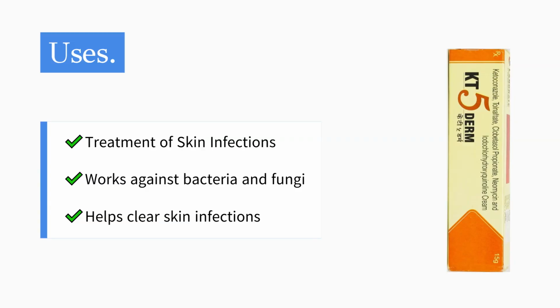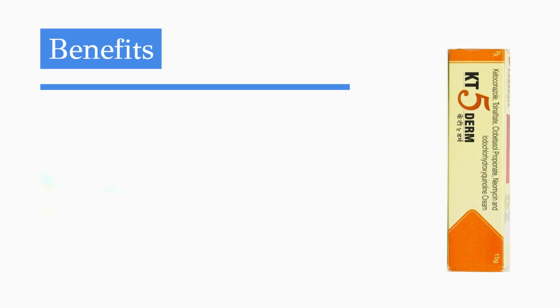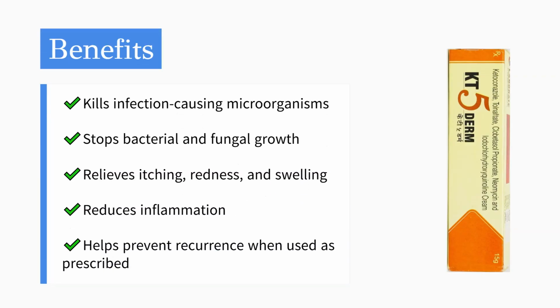bacteria and fungi. It helps clear the infection and relieves the symptoms associated with these skin conditions. Benefits. KT5 Derm Cream is a combination of medicines that kills and stops the growth of infection-causing microorganisms. It helps clear the infection while relieving symptoms such as itching, redness, and swelling by blocking the release of chemicals responsible for inflammation.